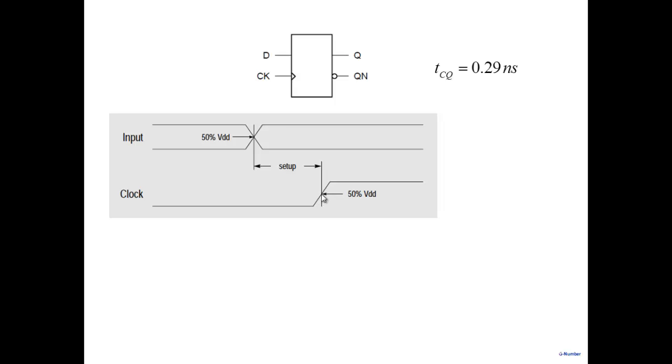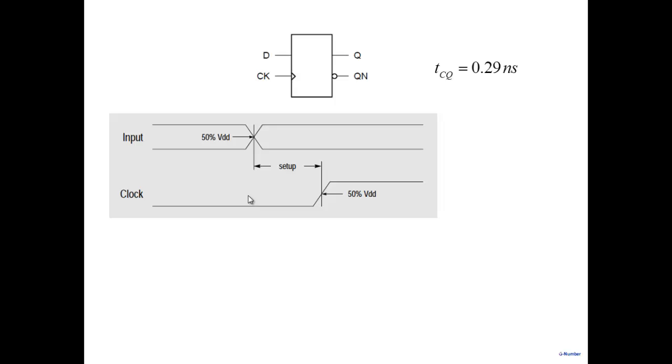So from the 50% point here to the 50% point here. What it says is the input should be stable. You should not change the input after this particular point. Before the clock edge, the input should be stable. If it's supposed to be 0, it should be 0 and should not change afterwards here.